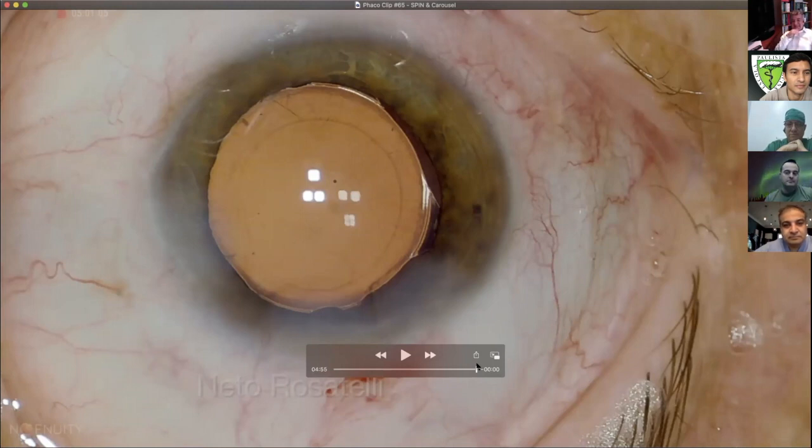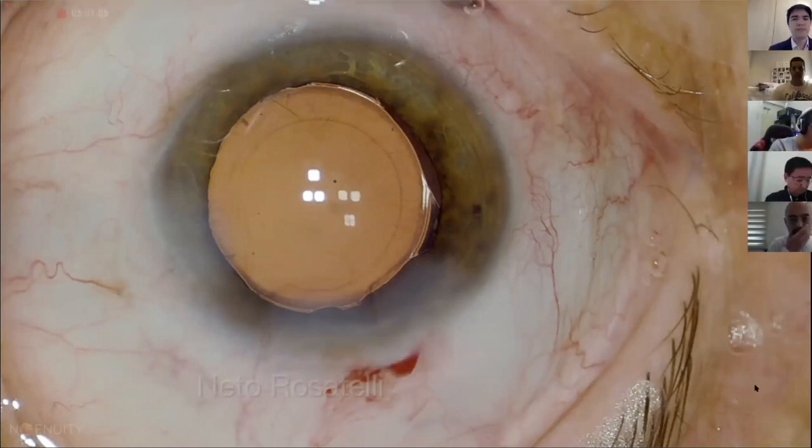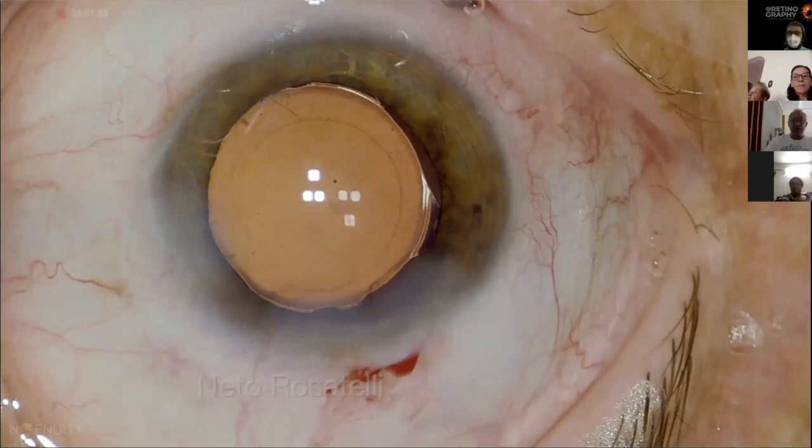Hi, Dr. Neto, that was wonderful. It looks like magic in your hands, but I'm not sure whether it is reproducible by a beginner surgeon. I think you need to understand the fluidics a little bit better. What flow rate would you use, Dr. Neto, for your surgery? In your carousel technique, what is the flow rate which you use?